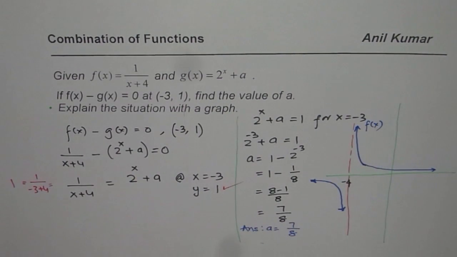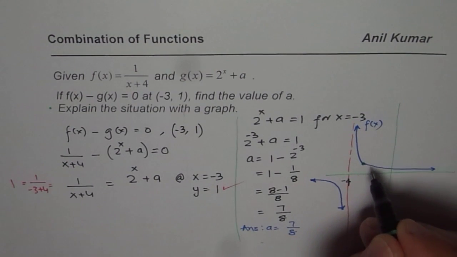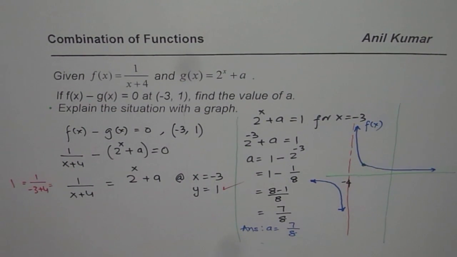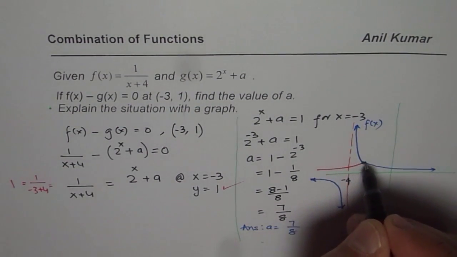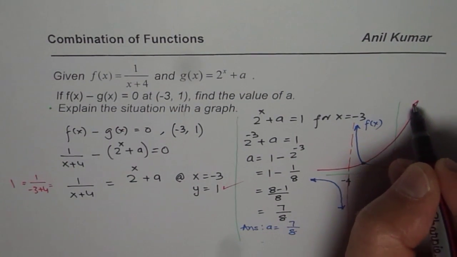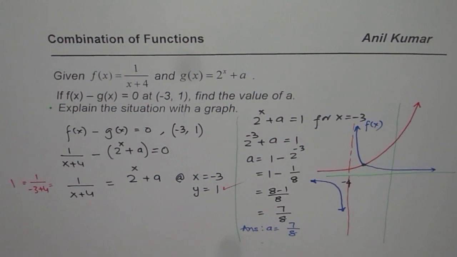Now what is g(x)? It is an exponential function. However, it should be such that we have a common point at -3. So this point has to be common. How can that be made? That means an exponential function kind of like this, which goes like that. This is what it means. Now we need to find the equation of this.